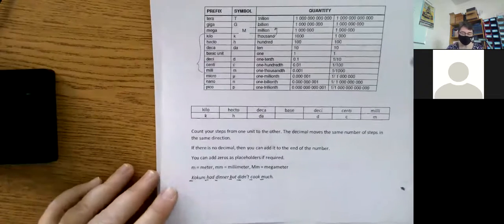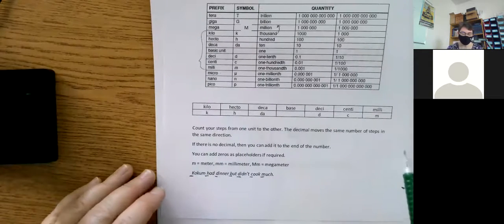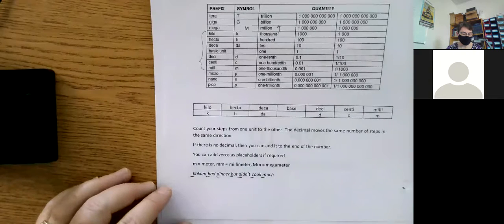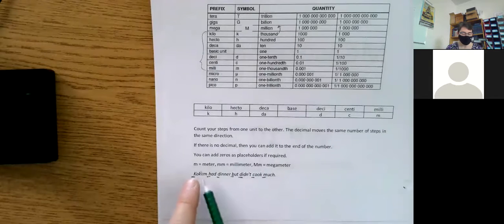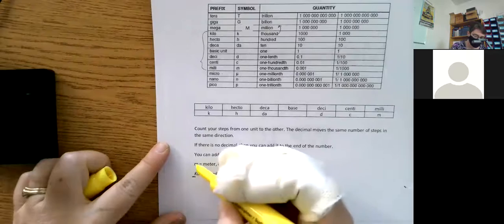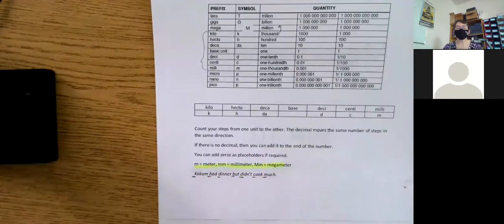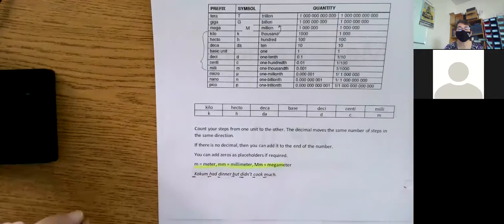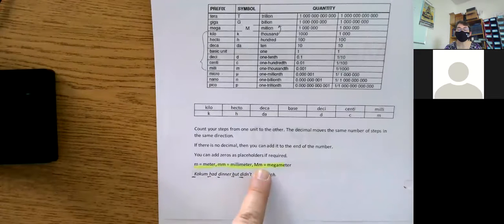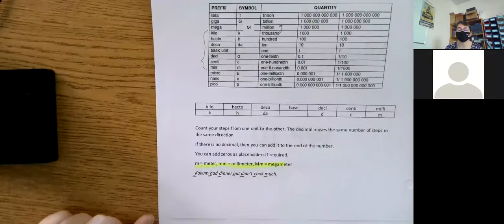Okay. A couple other things that we've talked about in science already. Count your steps. Decimal moves the same number of steps in the same direction. If there's no decimal, you can always put it at the end of the number. And this is the one that messes up people: the difference between, if it's just a single m, it's meter. 2 little m's is millimeter. And not that you ever see it very often, but a capital M and a little m is megameter.